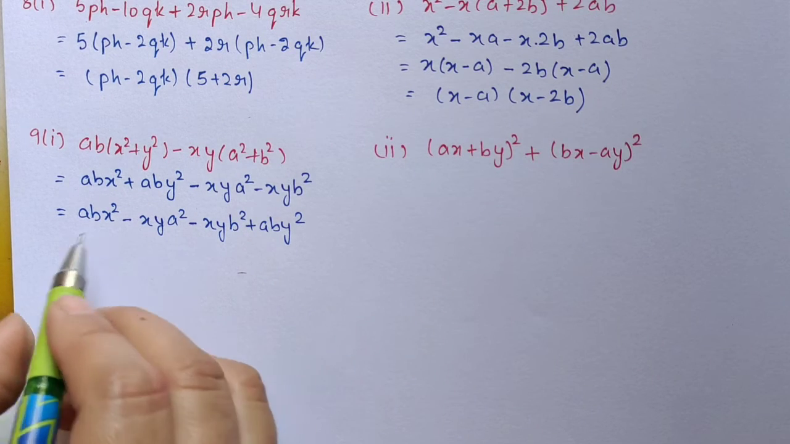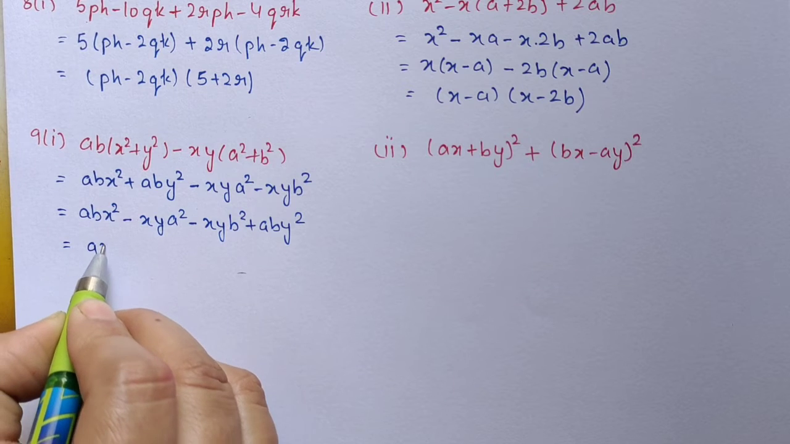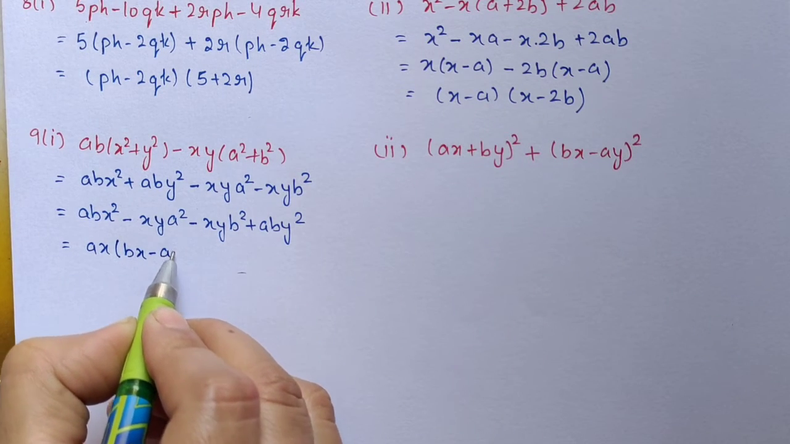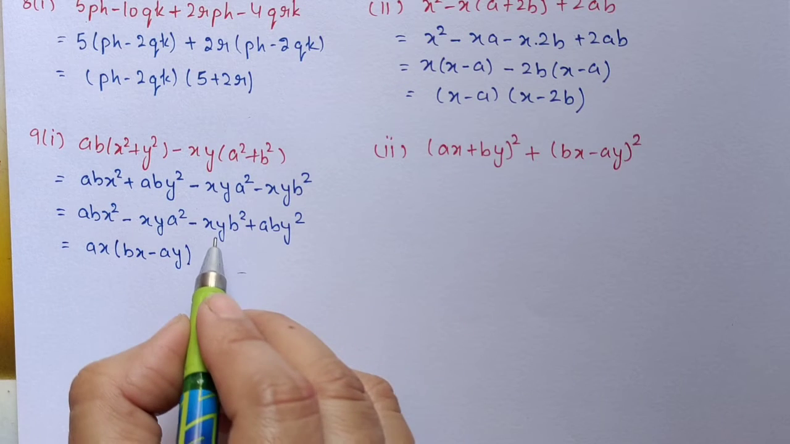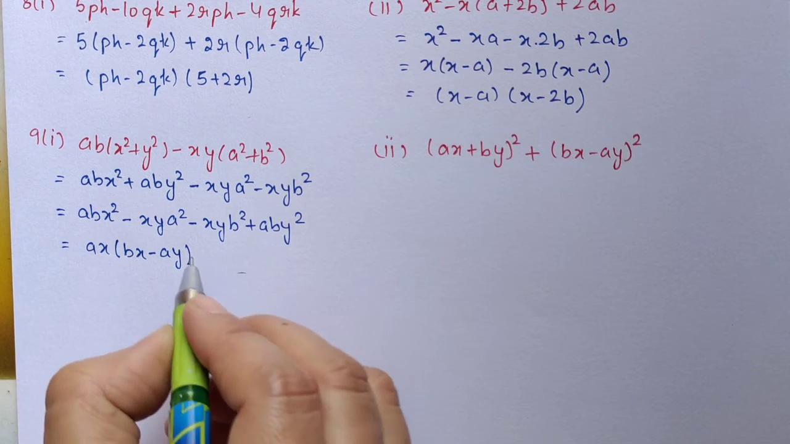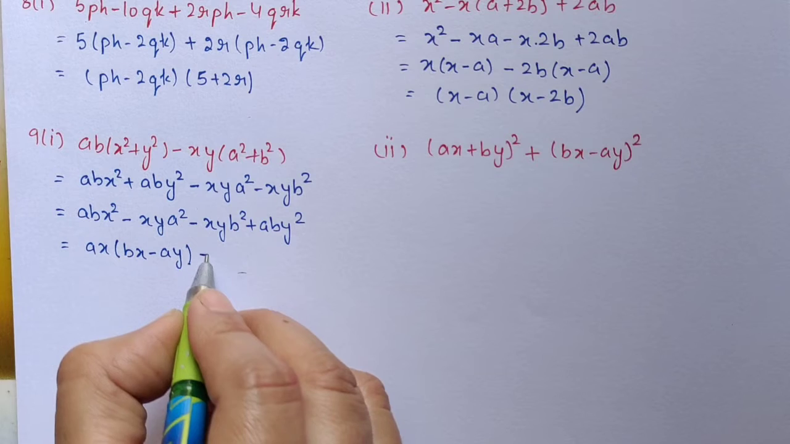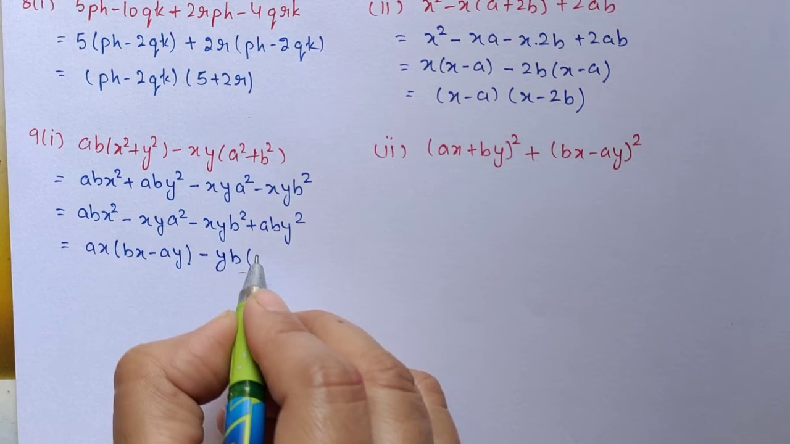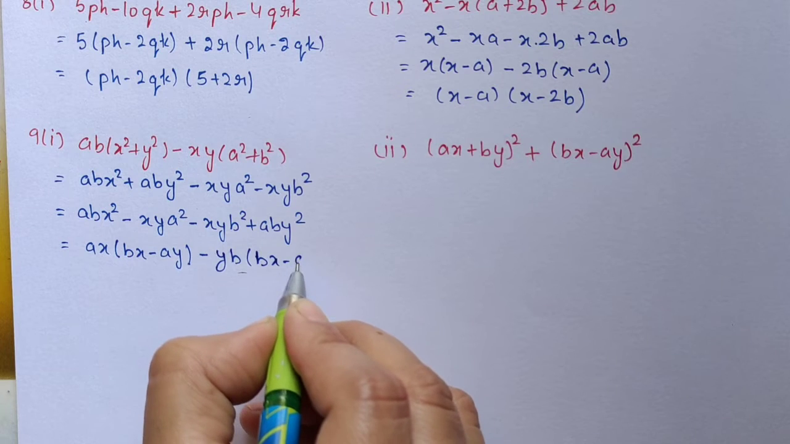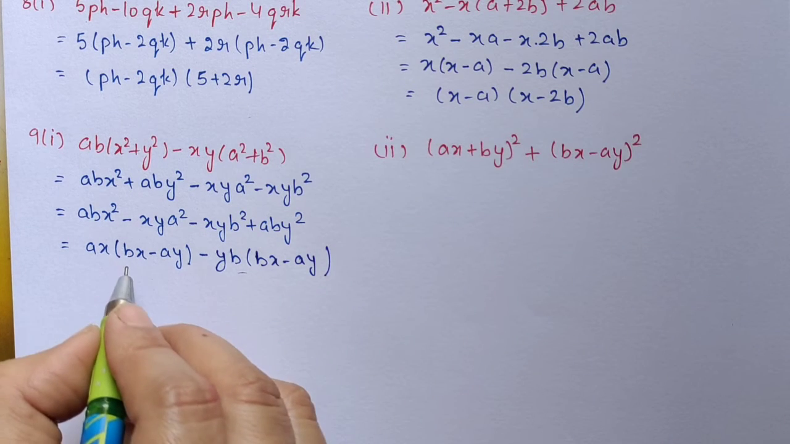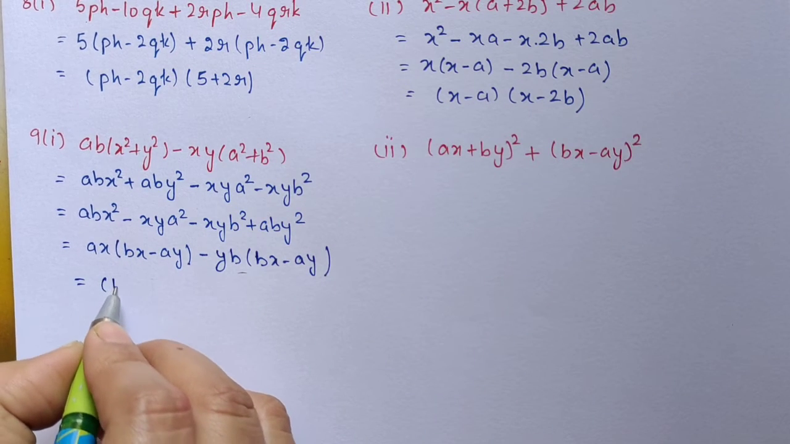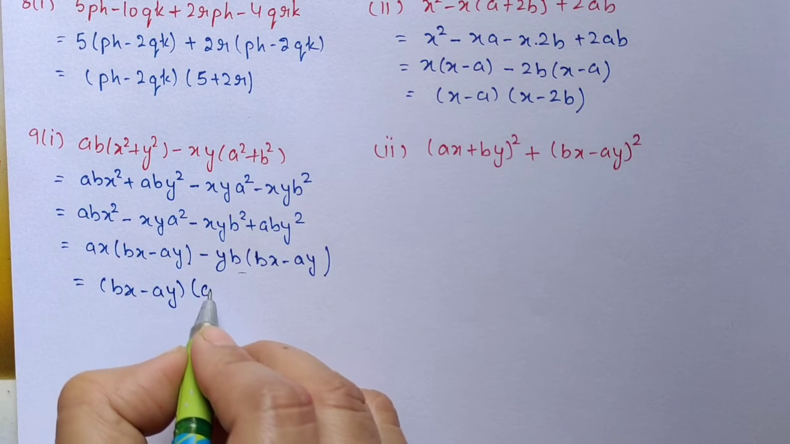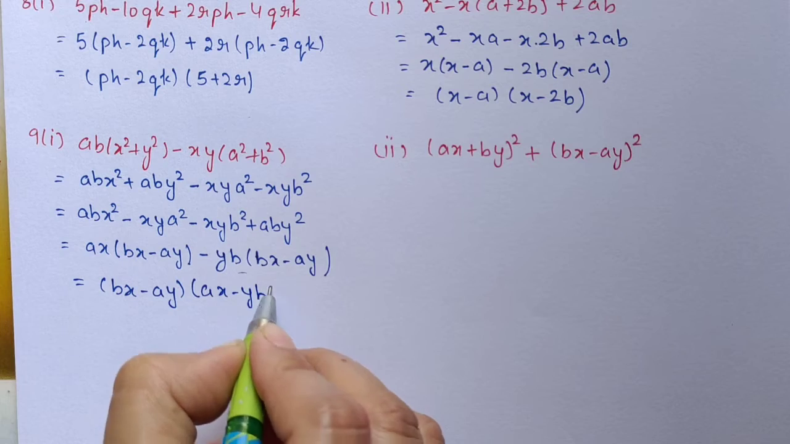Now from the first two we can take a and x as common, then we have bx minus ay inside the bracket. Now from these two we can take out yb as common, then we have xb or bx minus ay. Now this bracket we can take out as common, bx minus ay. Another bracket will be ax minus yb.